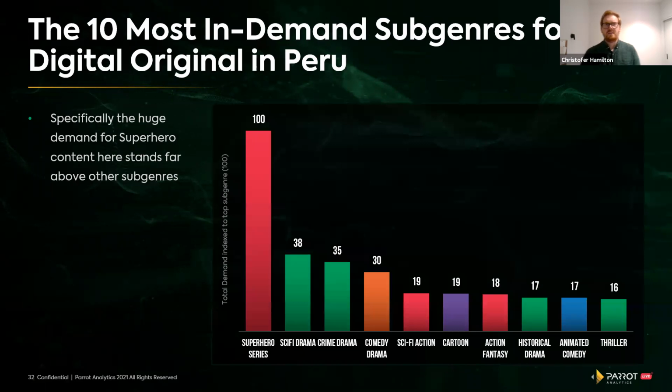What's driving that in particular? It's high demand for superhero series. So superhero series is the top most in demand digital original subgenre for the quarter in Peru by a long shot. This is actually the biggest gap between the top ranked subgenre and the second ranked subgenre, sci-fi drama. So more than a 60% difference in demand here.